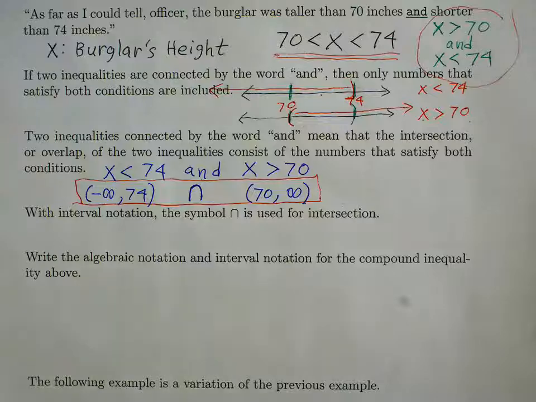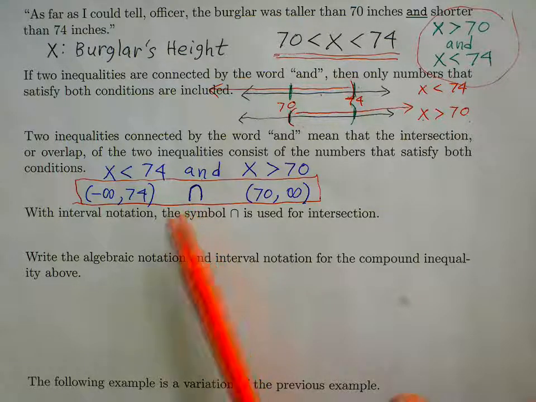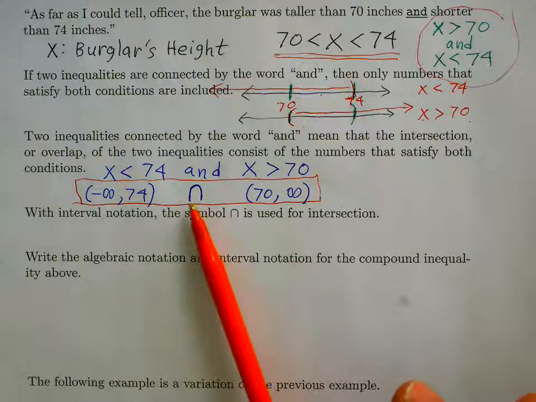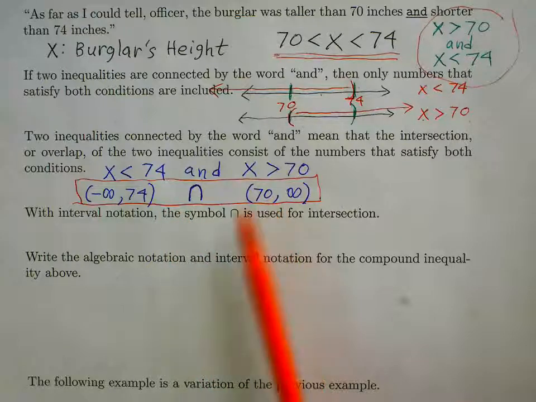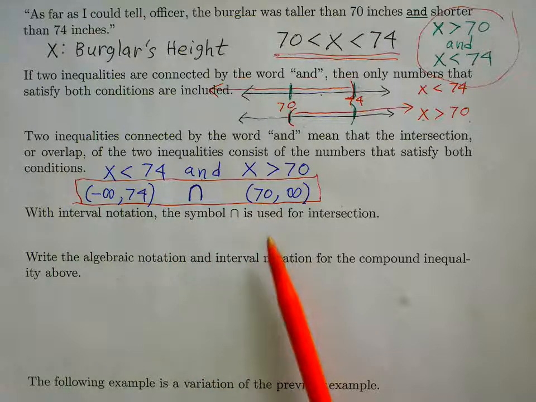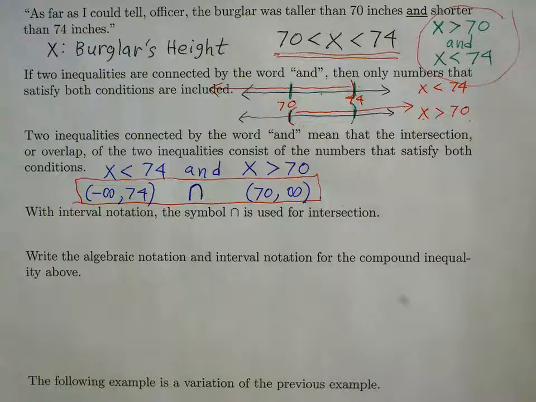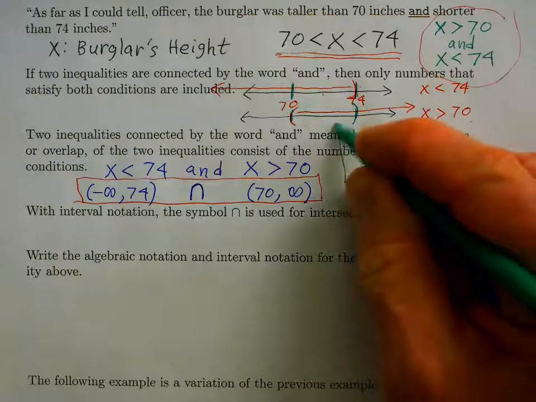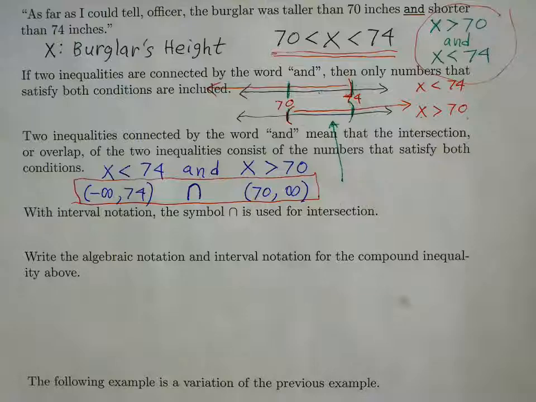Okay, but this can be written more compactly, which is what we want to do, especially in Newton. It's not that this is incorrect, it's just that it can be simplified a little bit more. And we can see a picture of that above. Up here we see the overlap is the interval from 70 to 74.